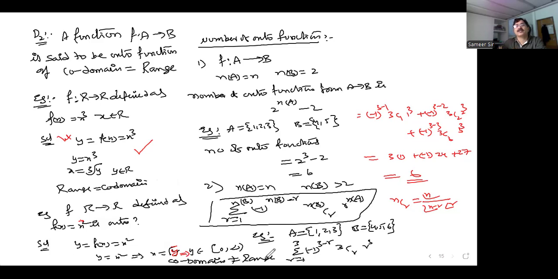So that means codomain is not equal to range. That's why we are saying that it is not onto. देख लेना है. और एक एग्जाम्पल यहाँ पे देखो, नंबर ऑफ फंक्शंस के बारे में बहुत इंपॉर्टेंट है.